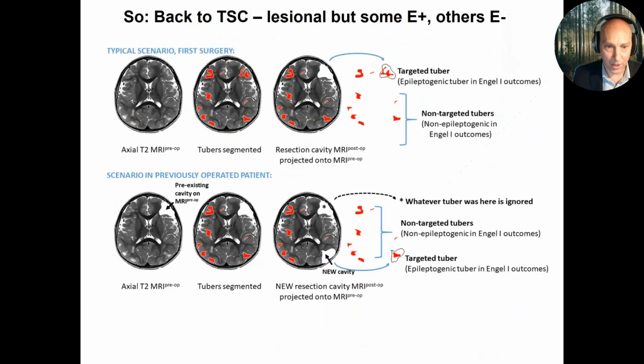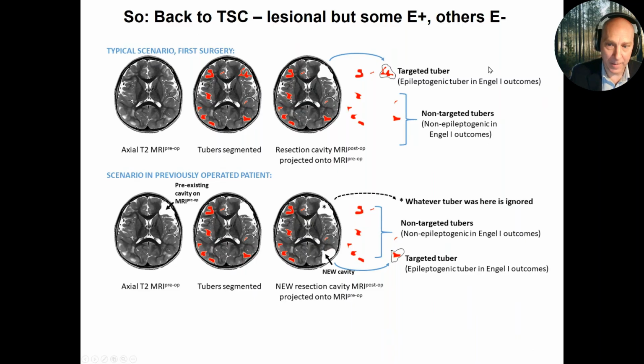And I'm going to go back to TSC. So in epilepsy surgery, we were wondering if these lesions project onto the globus pallidus, can we use that to identify a tuber lesion that is causing seizures and differentiate it from other tuber lesions that are not causing seizures? And for that, we segmented, we marked the tubers in all these patients that had undergone epilepsy surgery.